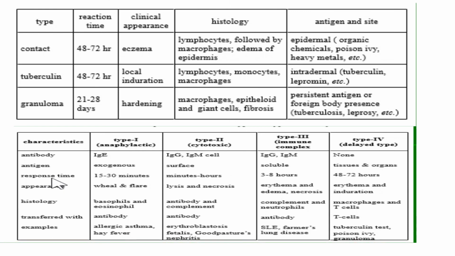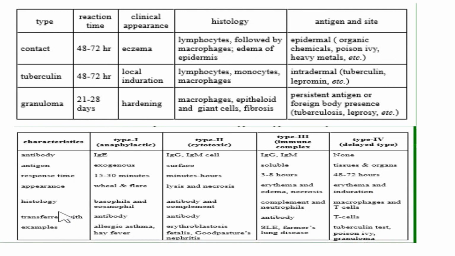The time required for the development of hypersensitivity for type 1 is about 15 to 30 minutes. Also for type 2, about minutes to hours. Type 3, 3 to 8 hours. And type 4, 48 to 72 hours, even longer. The appearance in type 1 is wheal and flare. Type 2 is lysis and necrosis. Type 3 is erythema and edema and necrosis. Type 4 is erythema and induration.